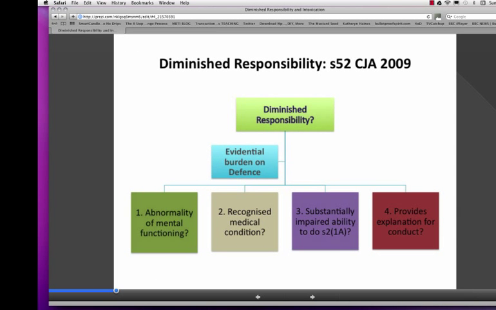Here's that diagrammatical format of diminished responsibility. So you see the 4 elements here on the bottom line there. We start off with an abnormality of mental functioning. And remember, use the Byrne case for this point. It's a recognised medical condition. It substantially impaired the defendant's ability to do one of those 3 things, and all of this provides an explanation for the conduct.